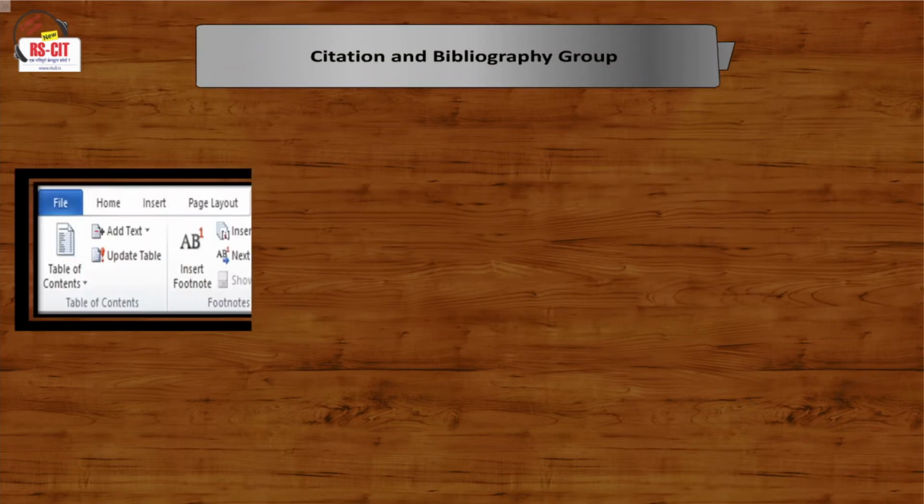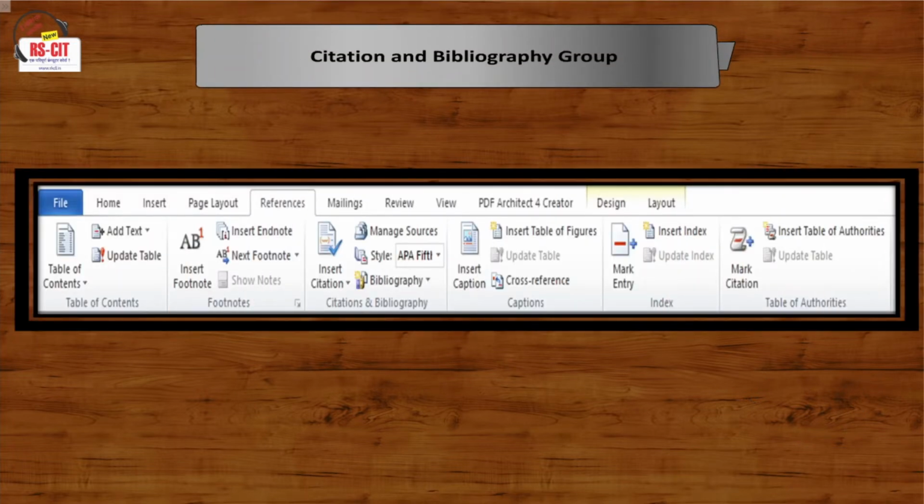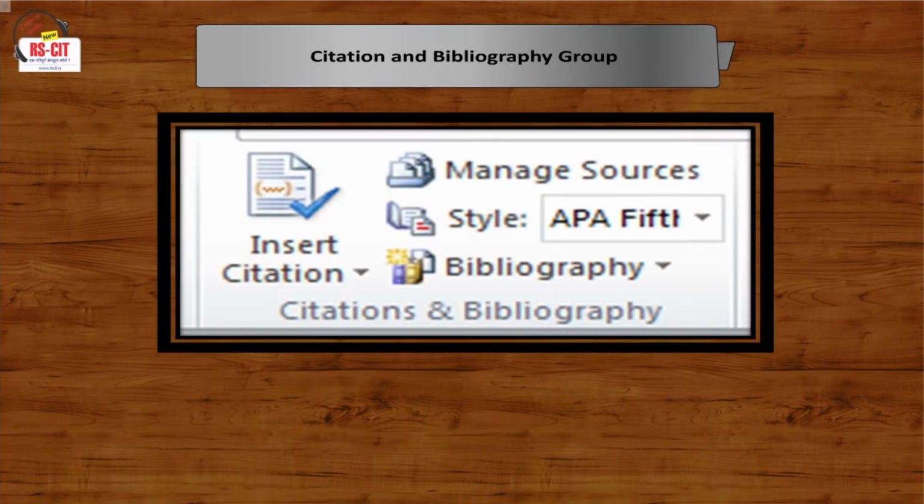In the Citations and Bibliography group, the available options are Insert citation. Create a book, general article, or other periodical as the source for the piece of information in the document. Manage sources. View the list of all the sources cited in the document. Style. Choose the style of citation to use in the document. Bibliography. Add a bibliography which lists all sources cited in the document.